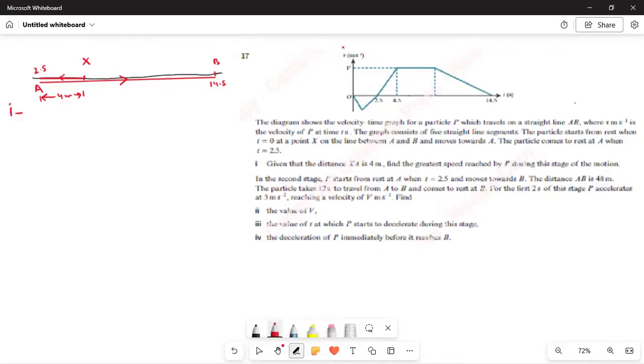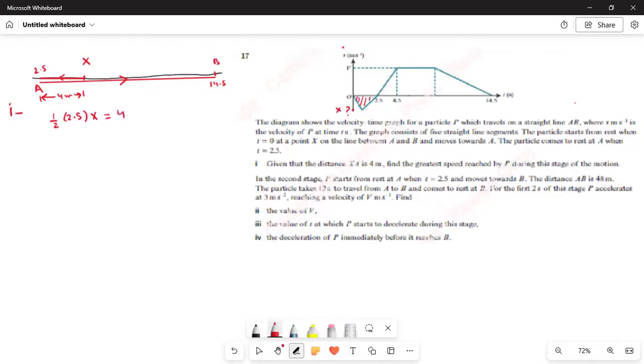Basically from 0 to 2.5 seconds, the distance traveled is 4 meters, right? And that is equal to the area under this curve. So this area is equal to 4 meters. The greatest speed in the negative direction is whatever we want to find out. So let me give this value some name, x. So the total area of this triangle is going to be half, and base is 2.5, and height is x, and that is equal to 4 meters.